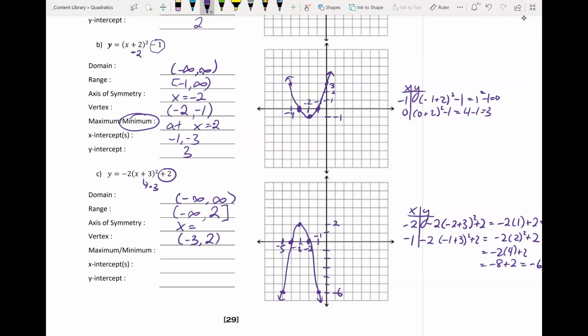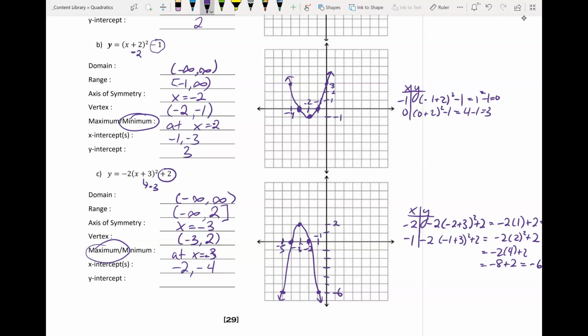Your axis of symmetry is going to be the x value of your vertex. You have a maximum in this case because we have a highest peak point from our vertex. This occurs at x equals -3. Your x-intercepts are -2 and -4 according to our graph. And the y-intercept we need to find.